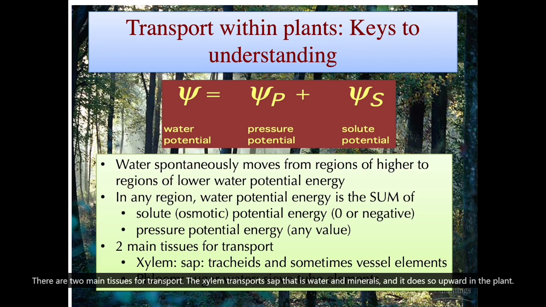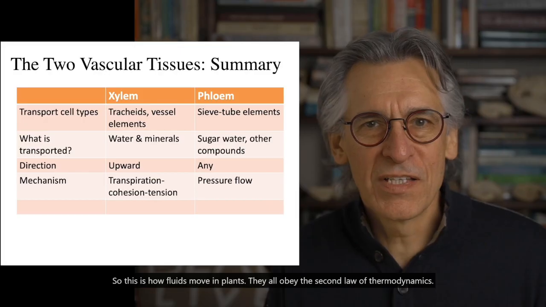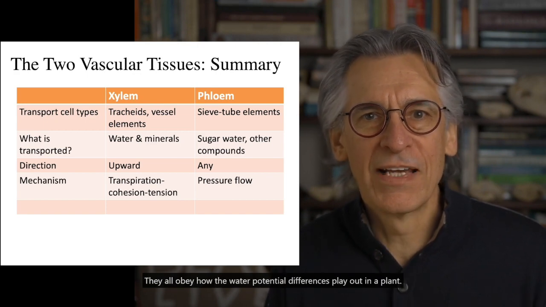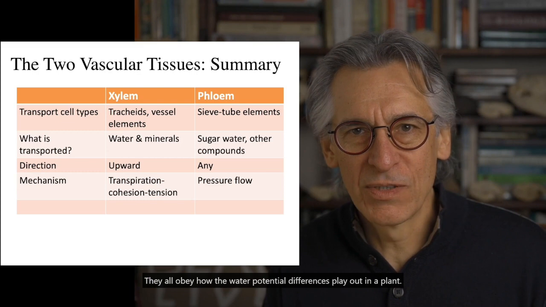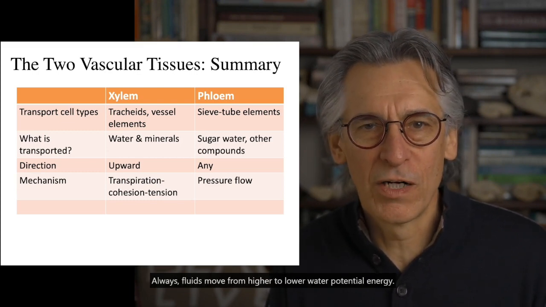There are two main tissues for transport. The xylem transports sap, that is water and minerals, and it does so upward in the plant. The phloem transports sugar water, sucrose in particular, in sieve tube elements, and it does so in any direction. And here is a summary of these tissues and what they do. So this is how fluids move in plants. They all obey the second law of thermodynamics. They all obey how the water potential differences play out in a plant. Always, fluids move from higher to lower water potential energy.